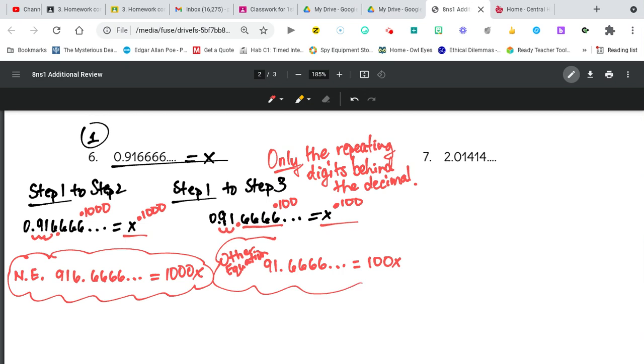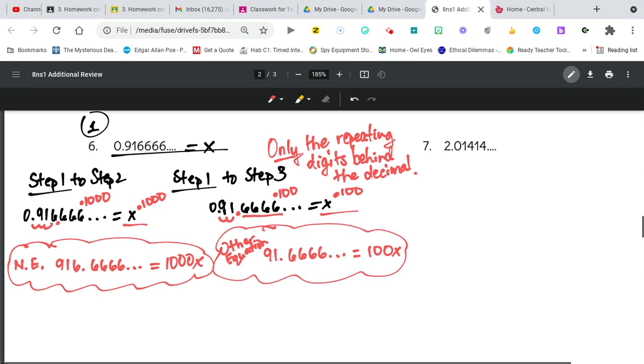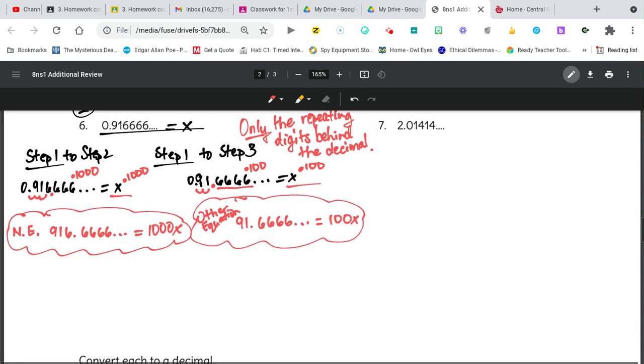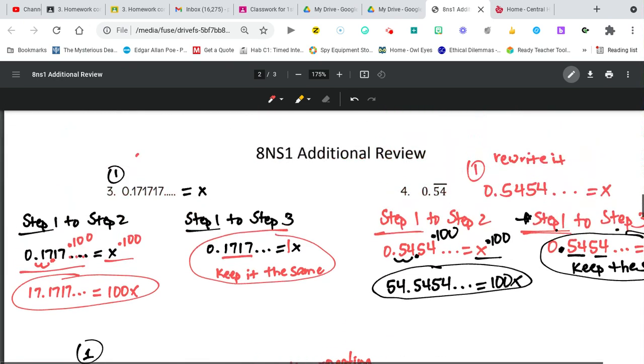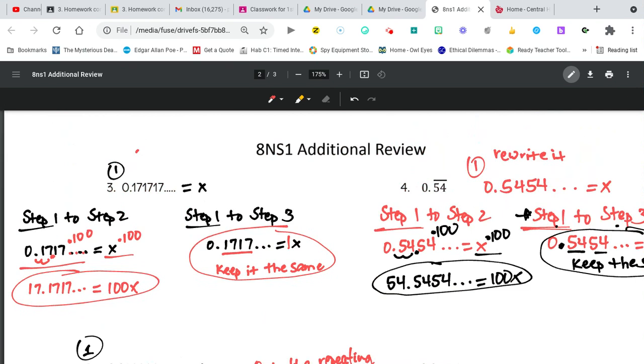So these are the two equations I'm going to stack. I hope we all understand the whole goal is to get only the repeating part behind the decimal from step 1 to step 3. It just so happens that up here, the repeating digits are 1 and 7, and they're already the only things behind the decimal. So you don't change a thing. That's why you keep the X and you're able to put a 1 in front of it.